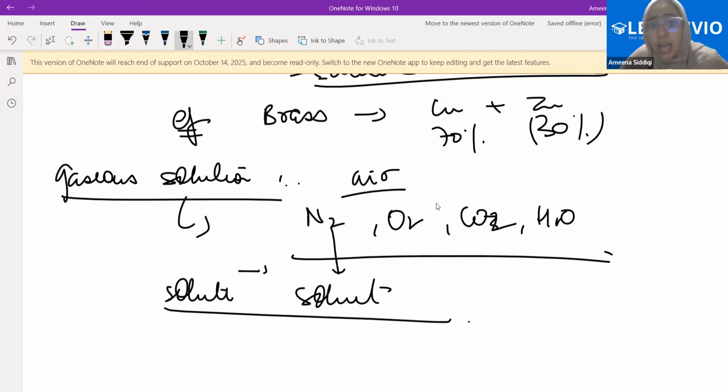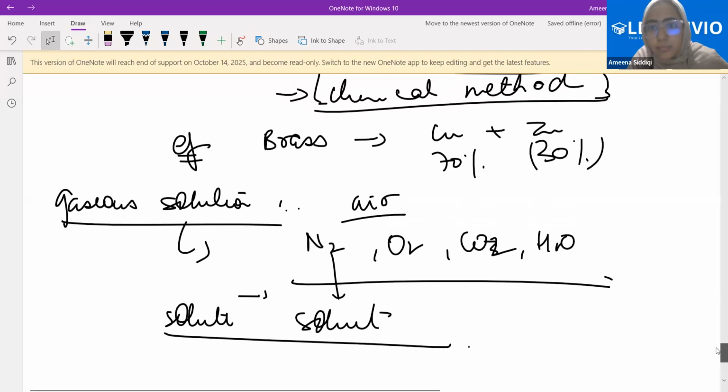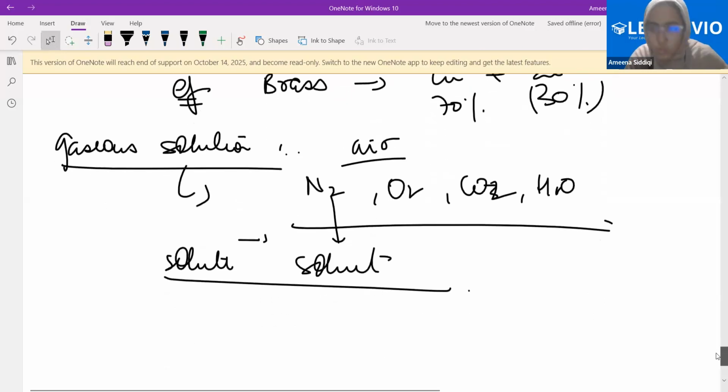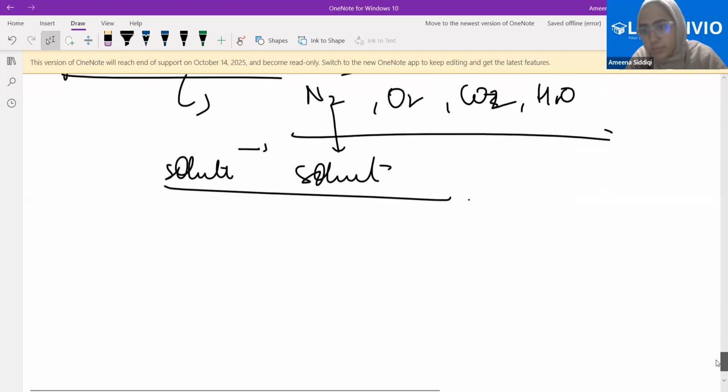Okay. In case of alloy, what is the solute and the solvent? Since we have established that alloys are solutions, what is the solute and the solvent in brass alloy? Copper would be the solvent and zinc would be the solute. Correct. Any confusion in this? No, ma'am.